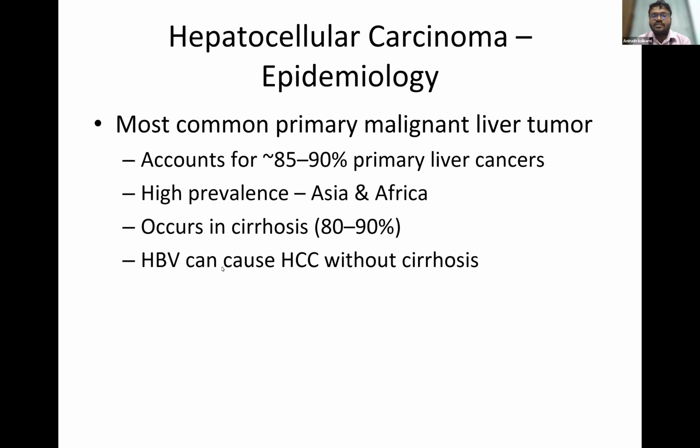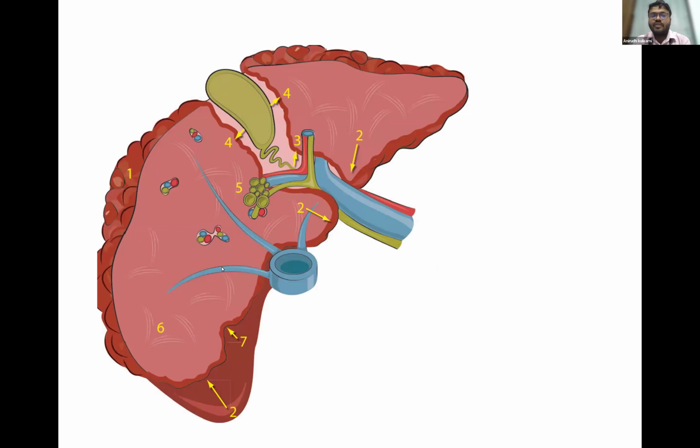As we know, it occurs in cirrhotic patients 80 to 90% of the time. Also, HBV can cause hepatocellular carcinoma without cirrhosis. So now the question arises, when do we call cirrhosis? This question can be asked in your examination. What are the MRI findings or CT findings of liver cirrhosis? It can come in your examination, or the examiner can ask you in practical viva, practical case discussion.